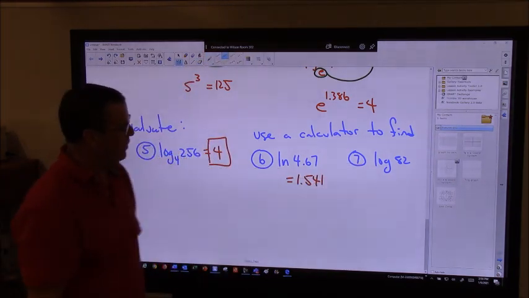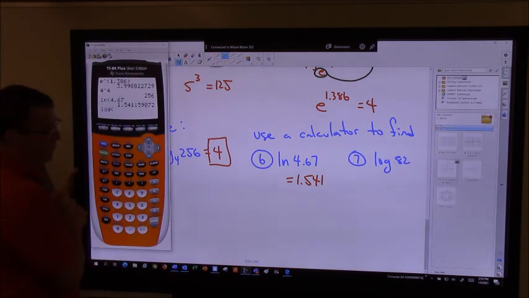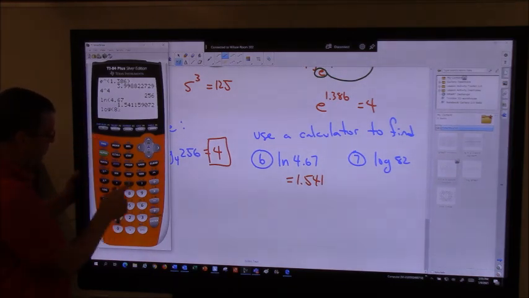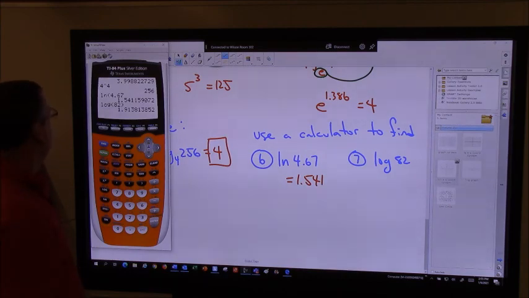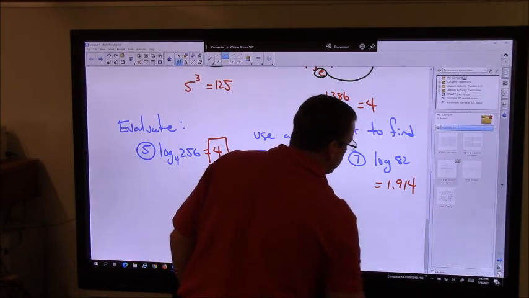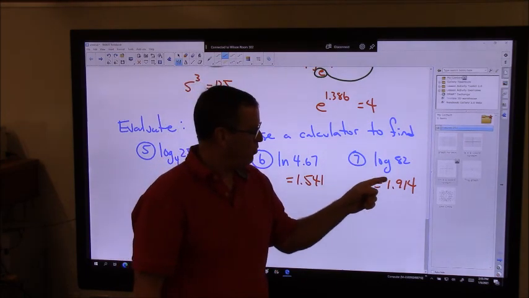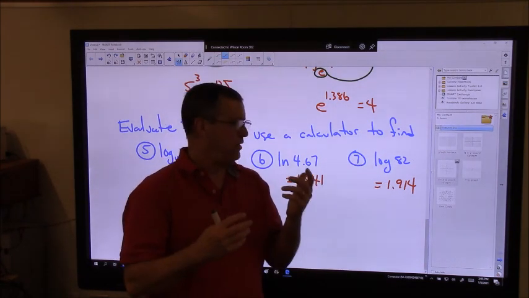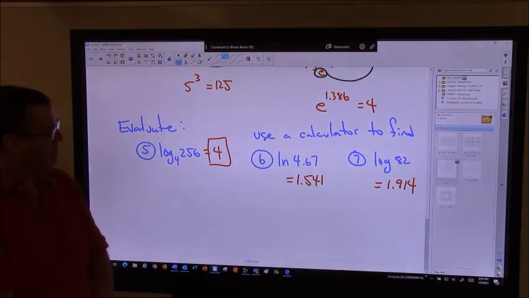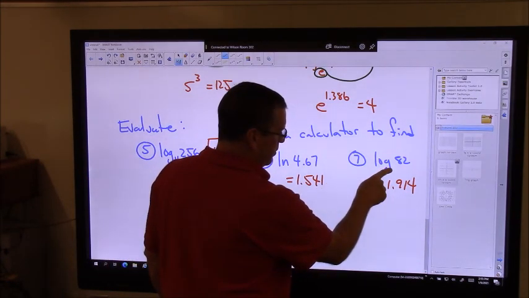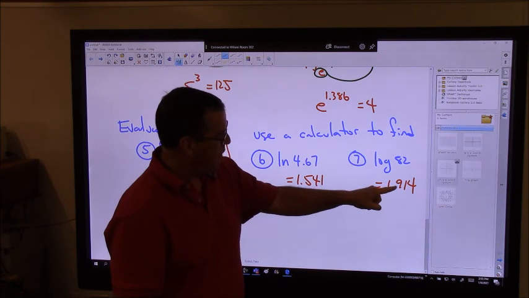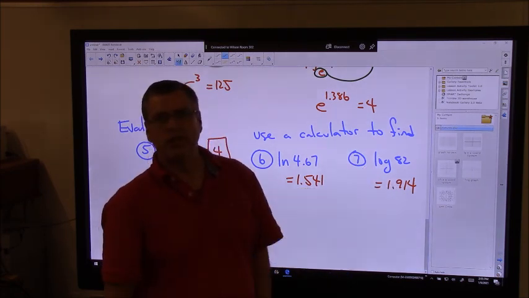All right, and then if I want to do this one over here, I'm going to go log. Remember, it's always base 10 if it's not written there, and our calculators only do base 10. Log of 82, 1.914. So I want you to think in your head real quick, what does that mean? 1.914 what? What does it mean? Well, if this is base 10, we're saying 10 raised to what exponent equals 82? So 10 raised to the 1.914, that must equal 82.